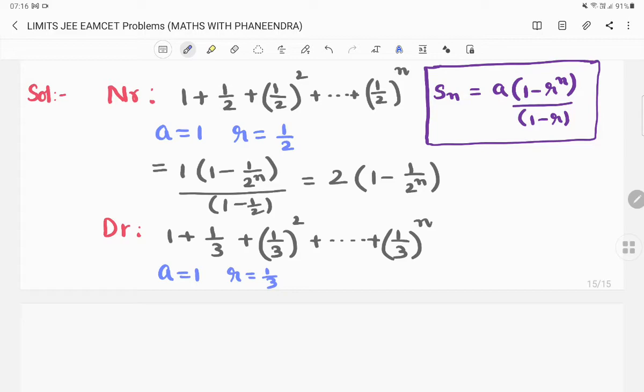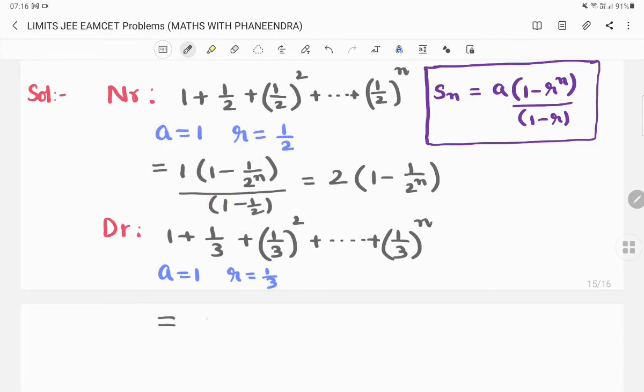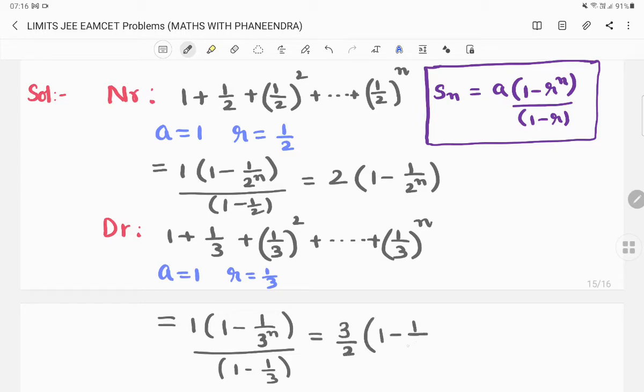Even here also we are going to apply Sn, sum to n terms of GP when r is less than 1. Here 1 by 3 means obviously less than 1. Again you have to apply the same formula. So that is equal to 1 into 1 minus 1 by 3 power n divided by 1 minus 1 by 3. So which is equal to 1 minus 1 by 3 is 3 minus 1 is 2, 2 by 3. 1 by 2 by 3 means 3 by 2 into 1 minus 1 by 3 power n.